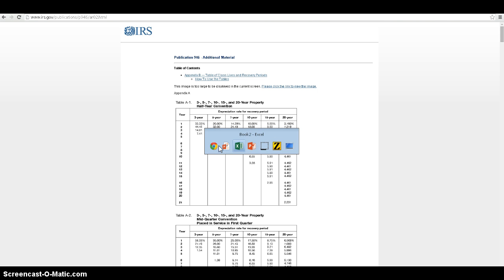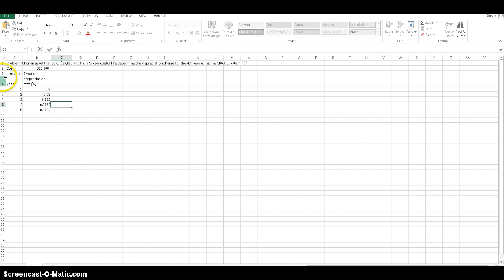Now, to calculate the depreciation of the asset, we must first label the cost of the asset, which is $25,000, the lifespan, 5 years, and break down the depreciation rate by year. The percentage is written as a decimal for ease of using in Excel. So in the 1st year we have 20% or 0.2, 2nd 32% or 0.32, 3rd year 19.2% or 0.192, 4th and 5th year 11.52%.